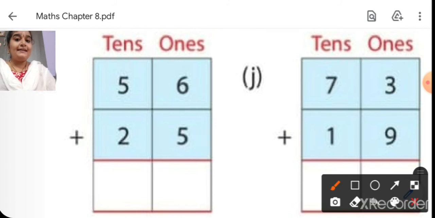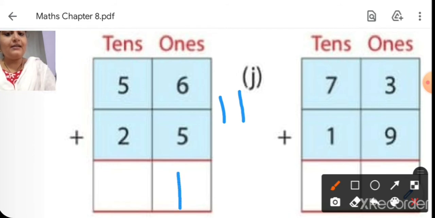First, what will we add? We will add the ones place. What is there in the ones place? 6, 5. Okay. So what is the question first? 56 plus 25. So first we will add 6, 5. 6 in the mind, 5 in the finger. After 6, 7, 8, 9, 10, 11. So write the answer 11 here. Okay. So we will write 1 here and 1 carry forward as usual.